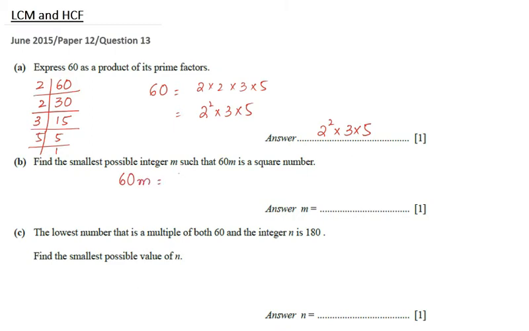So if we write the factors of 60, here we have 2 square into 3 into 5. Now here we can say that 2 is already a square. We will make squares of 3 and 5. So to make 3 a square number, we will multiply it by 3. And similarly, to make 5 a square number, we will multiply it by 5.